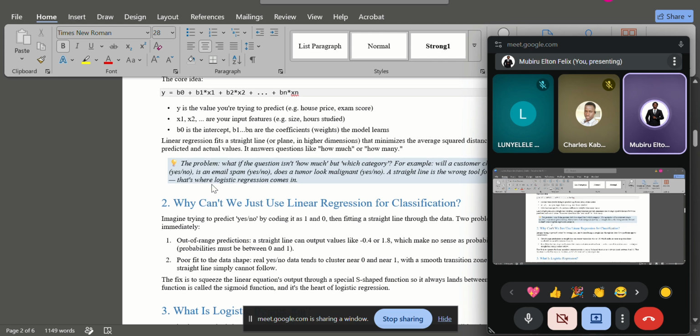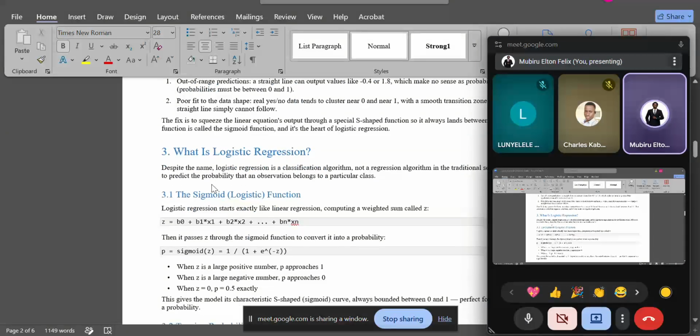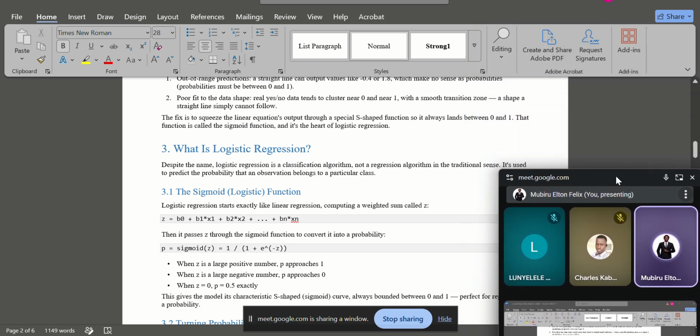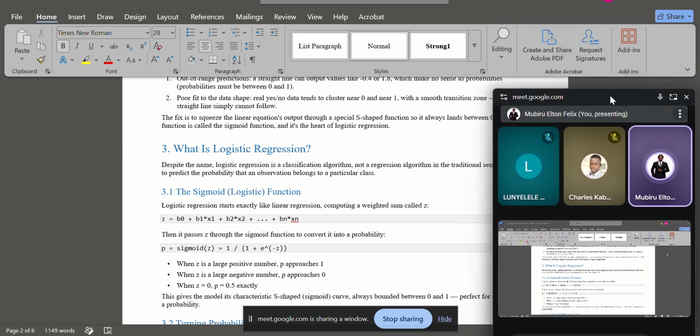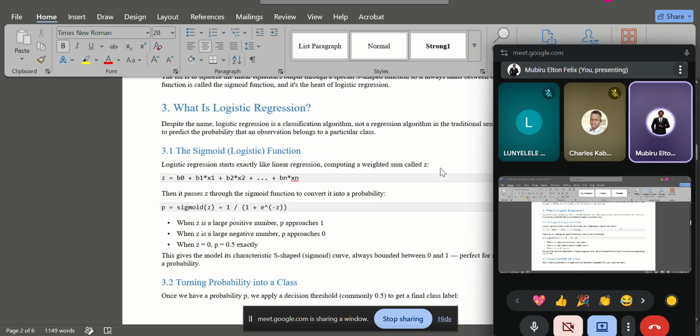So the problem is, what if the question isn't how much but which category? That's where we come in and we classify instead of using linear regression. So logistic regression is a classification algorithm. It's used to predict the probability that an observation belongs to a particular class. Like I've said, is the drug effective? Yes or no?